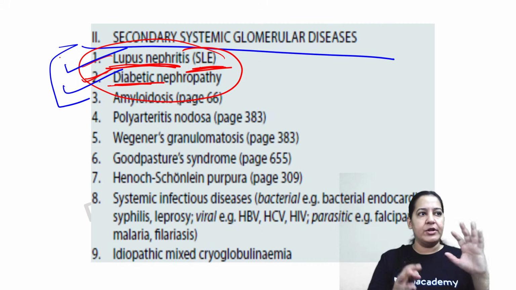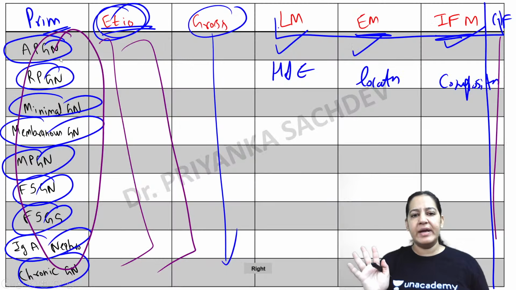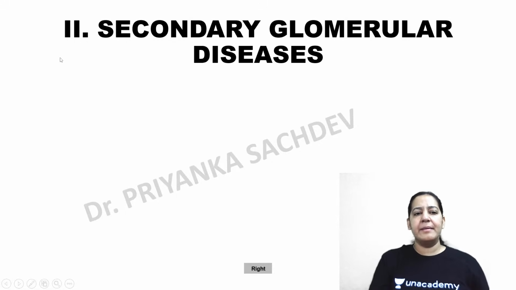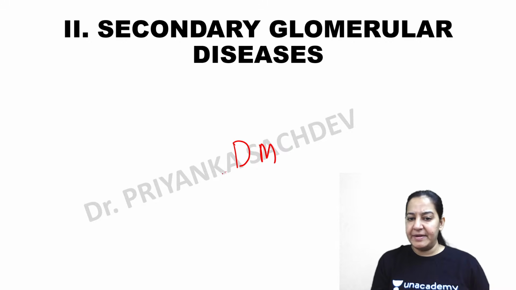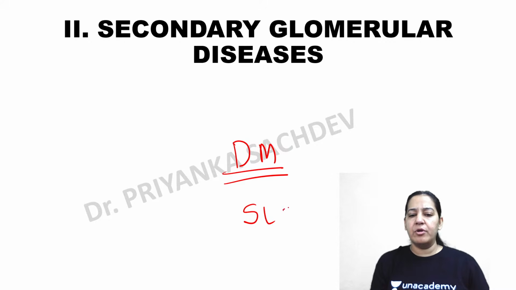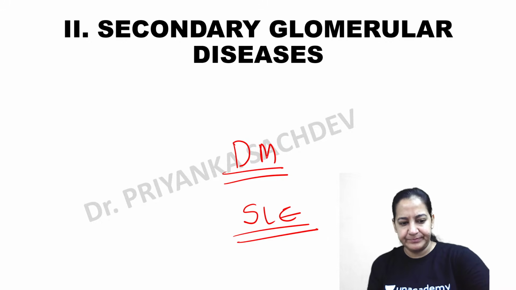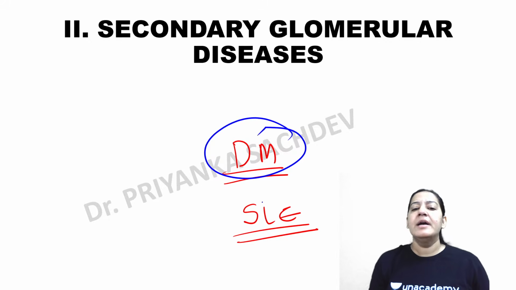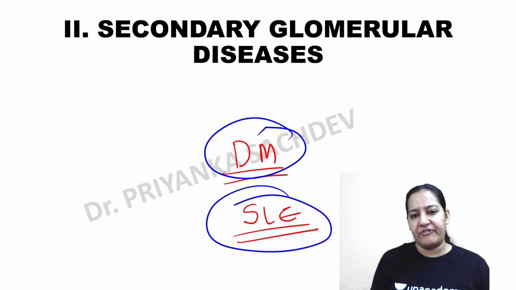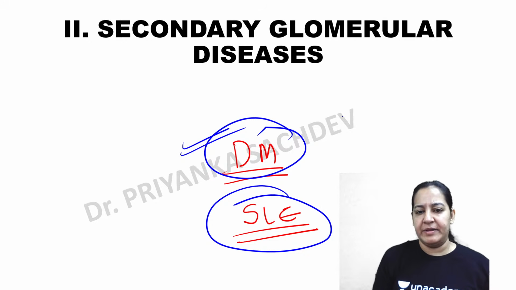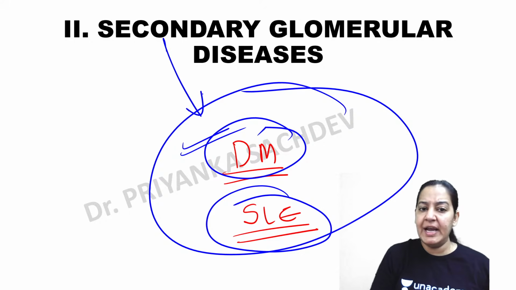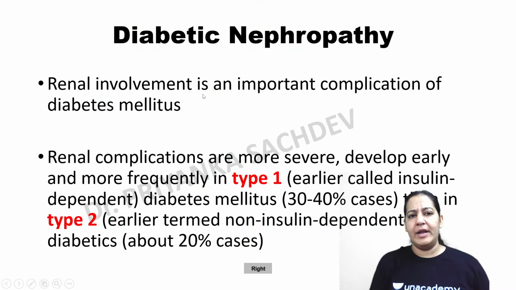Let me start with secondary. You got the overview. Shall I start the secondary? So in the secondary, I will teach you 2 diseases: involvement of the kidney in diabetes mellitus and involvement of the kidney in SLE, right? This one is known as diabetic nephropathy. This one is known as lupus nephritis. Let me start with diabetic nephropathy. Only these two I'm going to teach you in detail in secondary because they are the important ones, right? So I'm starting with diabetic nephropathy.